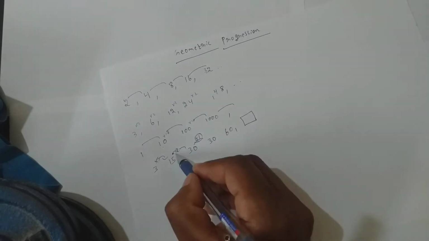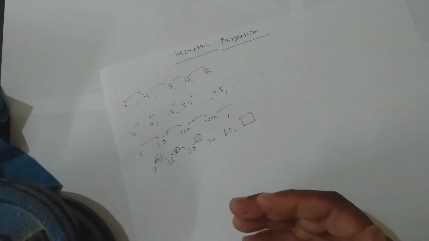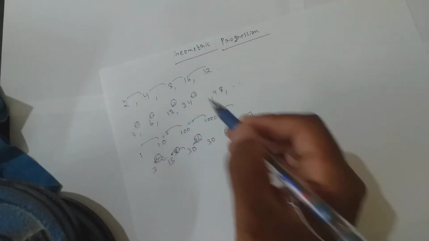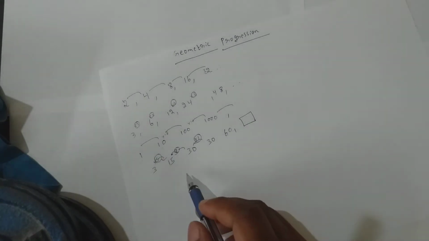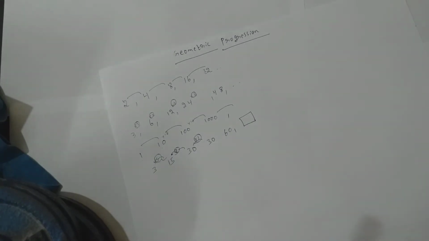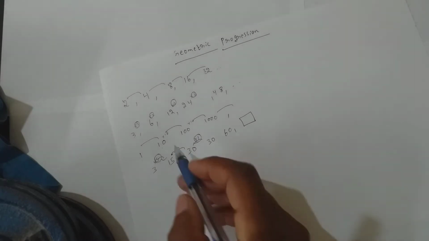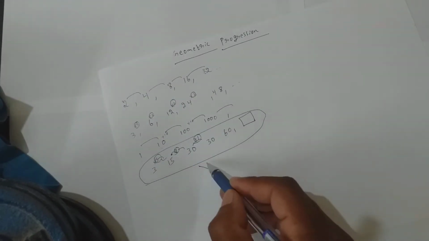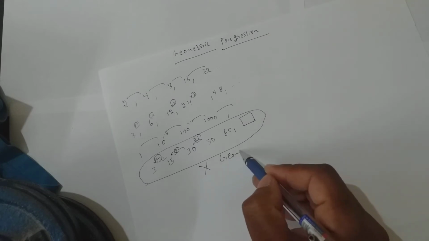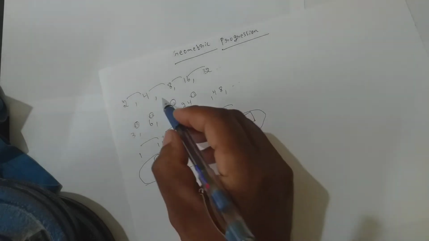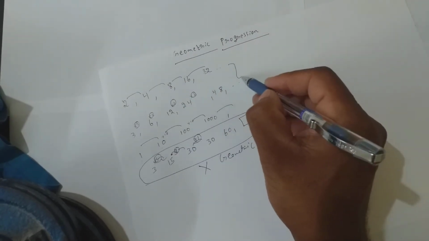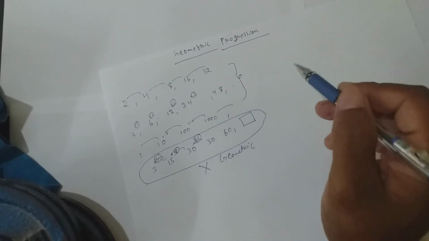So the number with which you are multiplying is not constant as in earlier cases. In earlier cases you are multiplying only by 2 to each to get the next number. But over here different numbers are being multiplied. So when different numbers are being multiplied, such a sequence or progression is not said to be in geometric progression. Where you are multiplying the same number to get the next number, such sequences are said to be in geometric sequence or geometric progression.